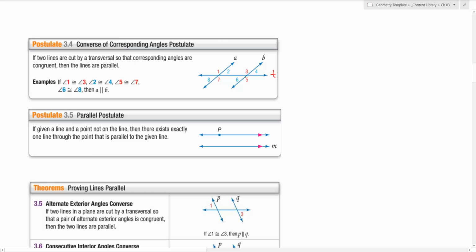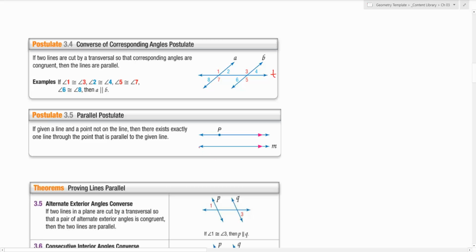Now that's different than our corresponding angles theorem, which says if 2 lines are parallel and they're cut by a transversal, then their corresponding angles must be congruent. In this case, we're starting with the fact that those corresponding angles are congruent, then in fact the lines must be parallel. All right, parallel postulate. If given a line M and a point not on the line, P, there exists exactly one line that is parallel to M that passes through the given point, P.